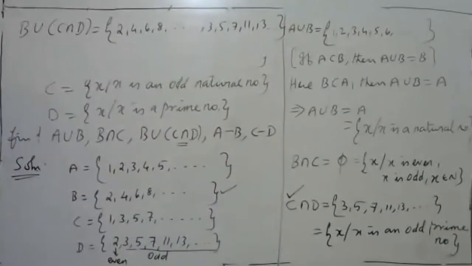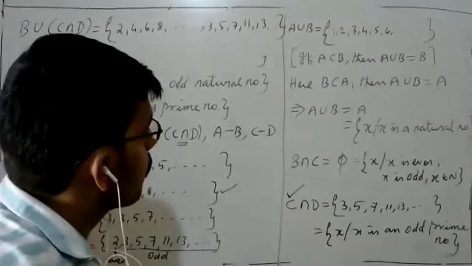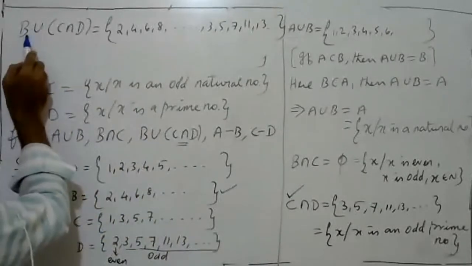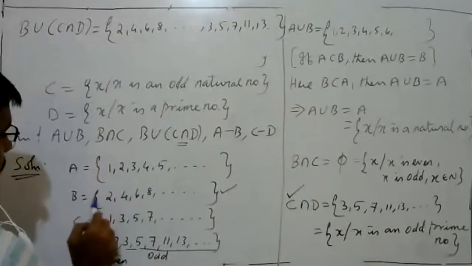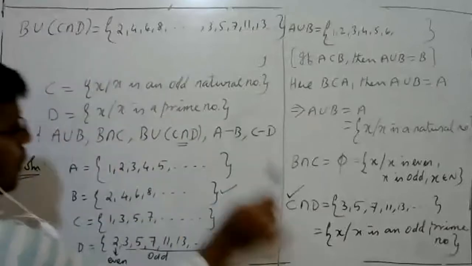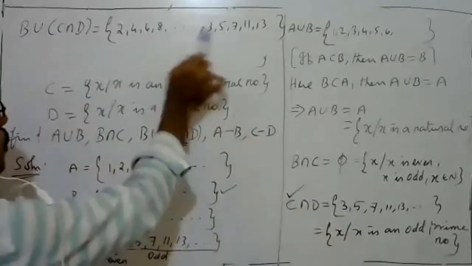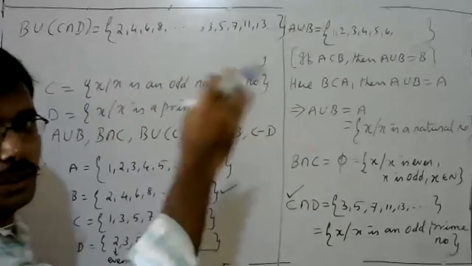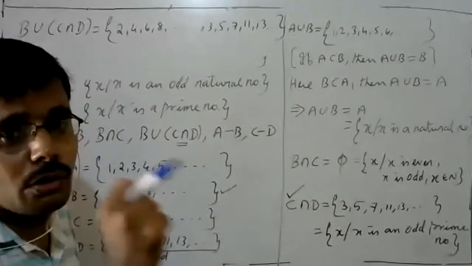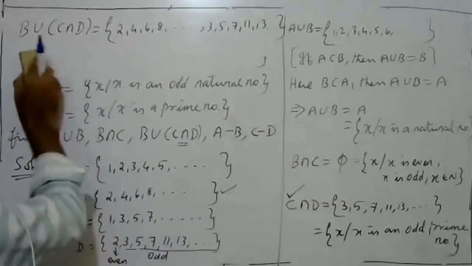Everything. How to write it in set builder form, sir? Union means take all the elements of B and take all the elements of C intersection D. Take both. This is an infinite set, going in some order. How to write it in set builder form?